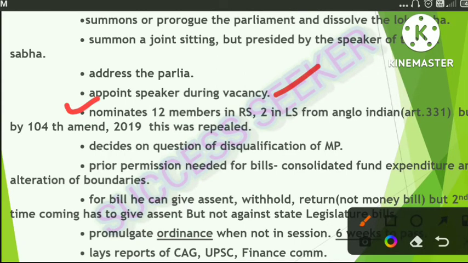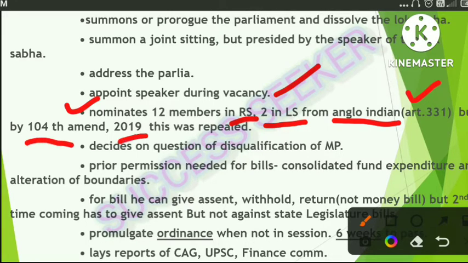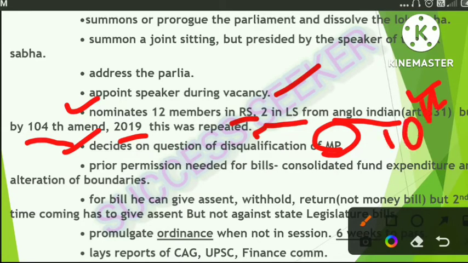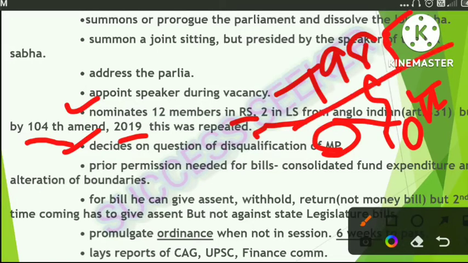The President also nominates 12 members in the Rajya Sabha and 2 in the Lok Sabha from the Anglo-Indians. That is according to Article 331. But by the 104th Amendment 2019, this was repealed. The President also decides on the question of disqualification of MPs under the 10th Schedule, which was added in 1985, the anti-defection law.